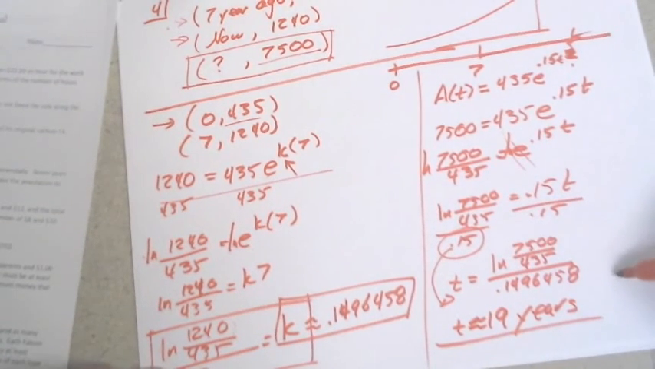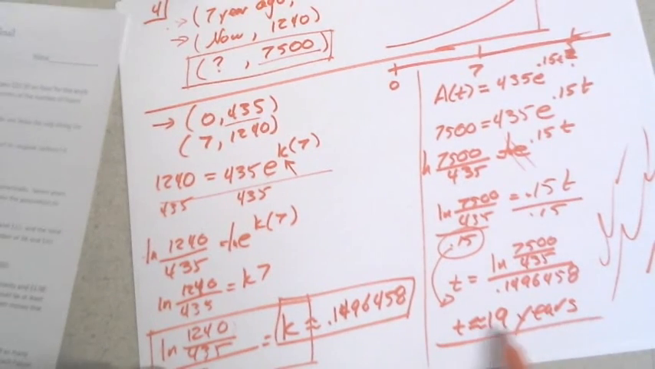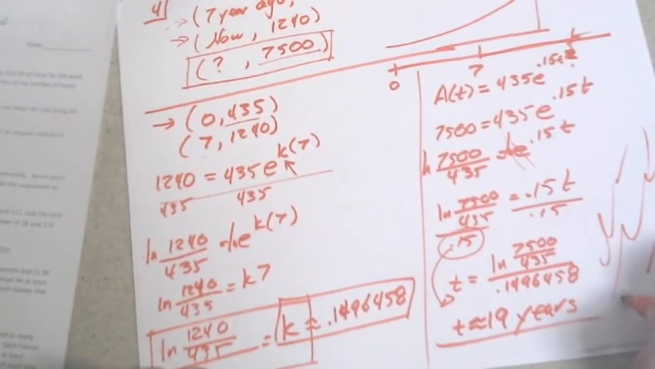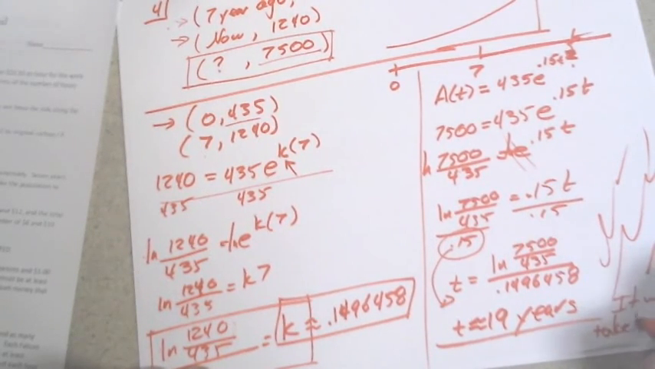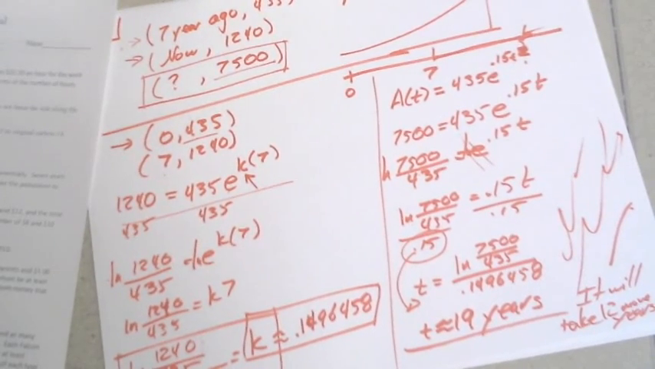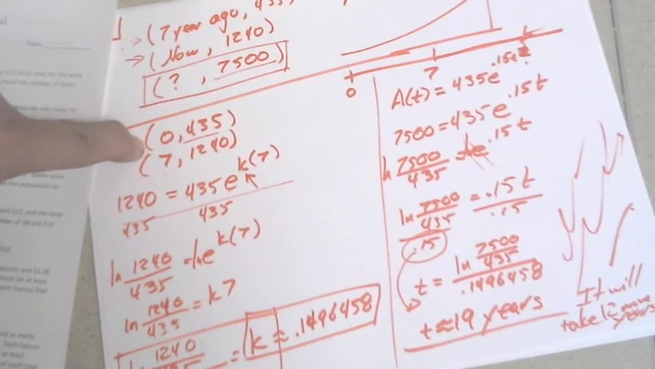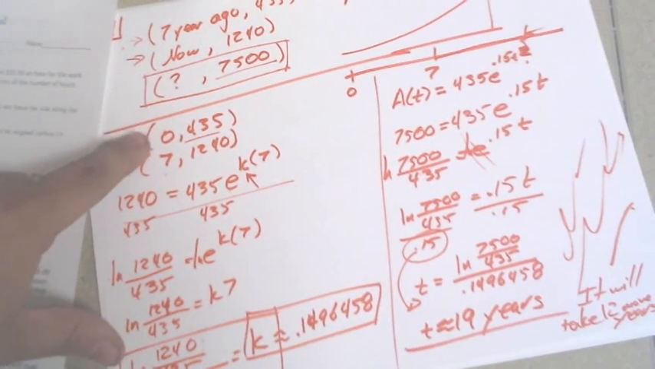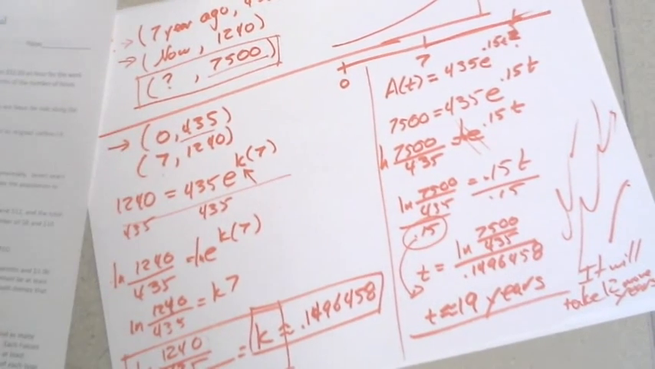And of course, you'd write a sentence, the birds will recover after 19 years. Be a little careful, that is 19 years from 7 years ago. So your sentence might be something like, it will take 12 more years. Because as soon as we define this as 0, we defined our time equals 0 as 7 years ago. So it will take 19 years from 7 years ago, so that's 12 more years.